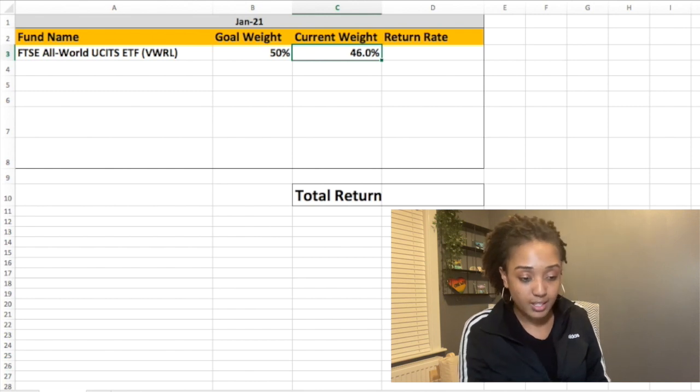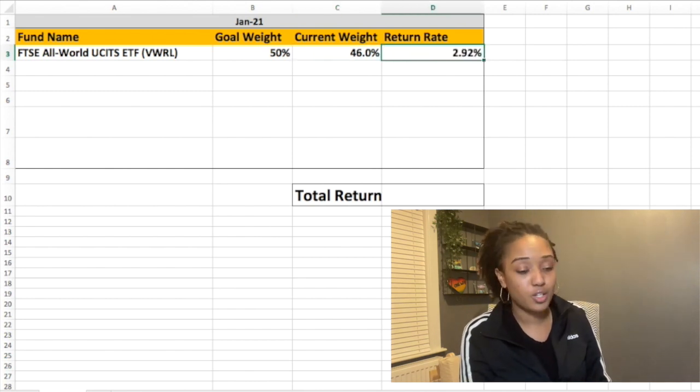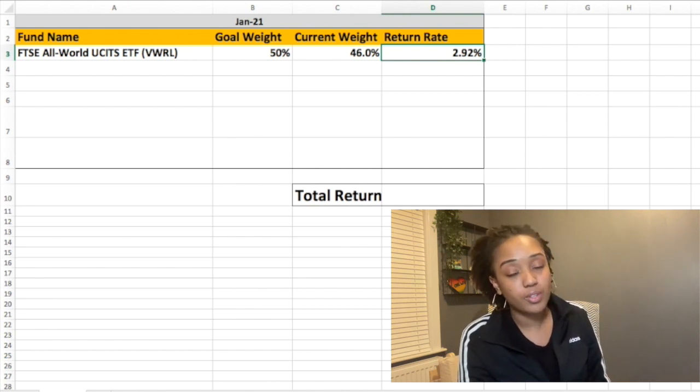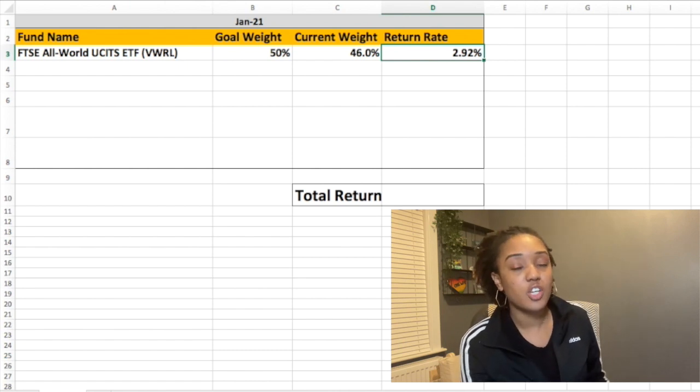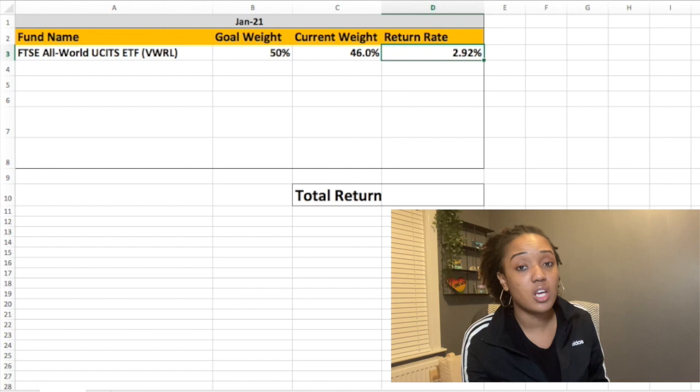Now for the return rate, it is at 2.92% currently. So it's not fantastic. We'll say that a big reason for this is because I have only recently sold my Life Strategy 100 fund. I changed up my strategy a little bit and decided that I didn't want to be invested in blended funds anymore, but I wanted to be in control of what I'm investing in a bit more. And so I sold my Life Strategy investment, I took the profit and reinvested it back into this FTSE All World ETF. And so that's why this return rate is on the lower side.